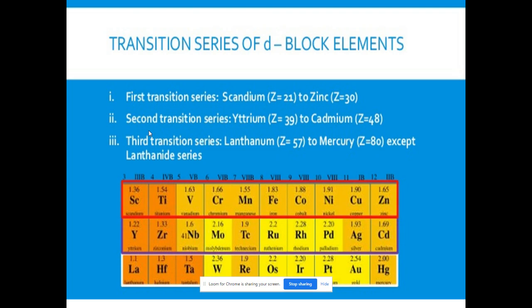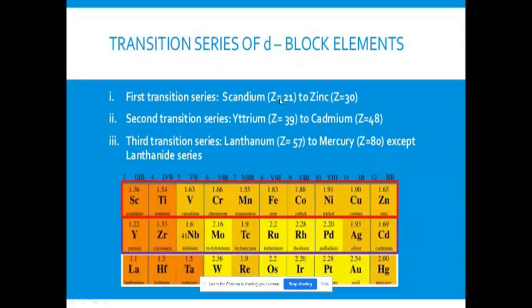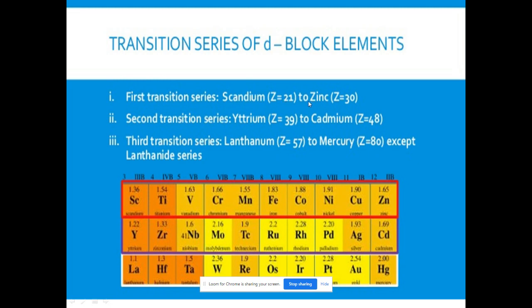Now, there are 3 transition series. The first transition series starts with scandium, atomic number 21, to zinc, atomic number 30. The second transition series starts with yttrium, atomic number 39, to cadmium, atomic number 48. And the third transition series starts with the element lanthanum, with atomic number 57.